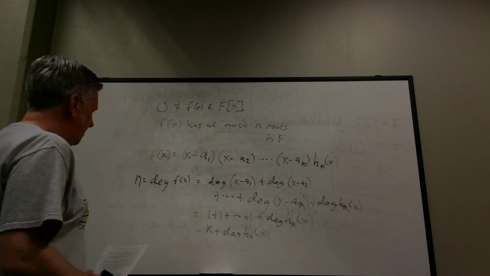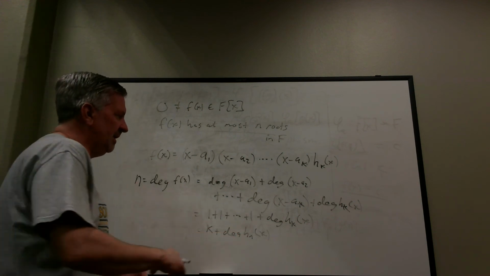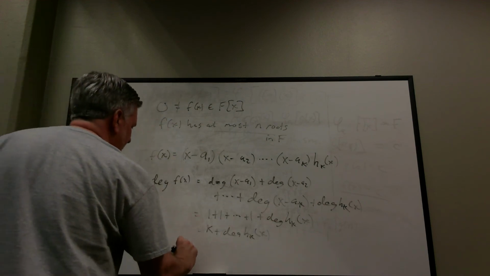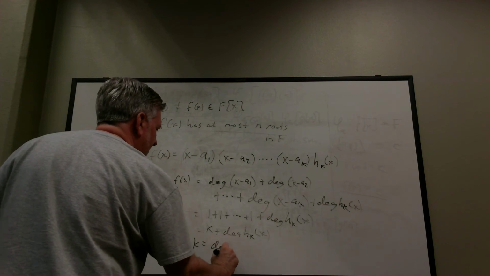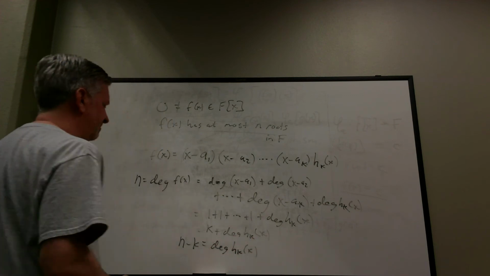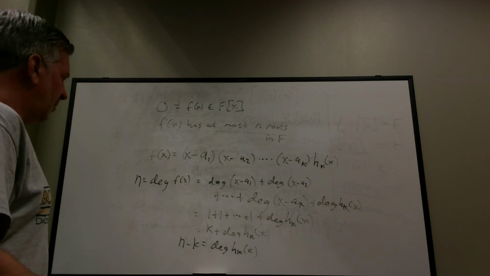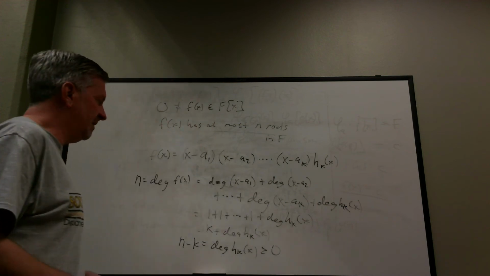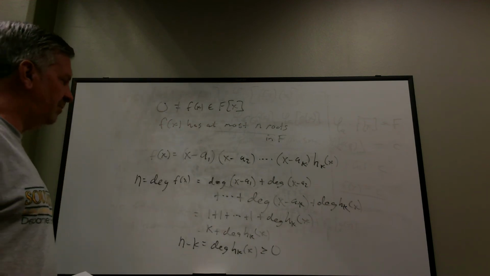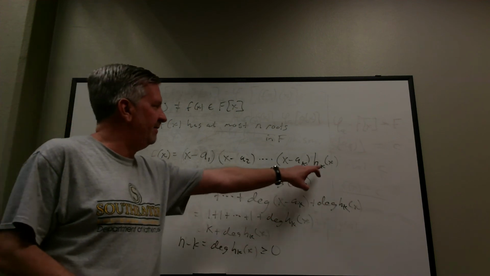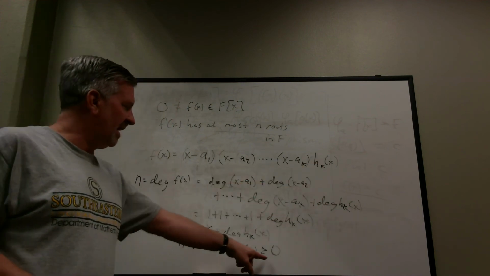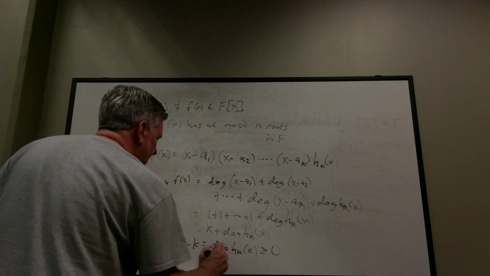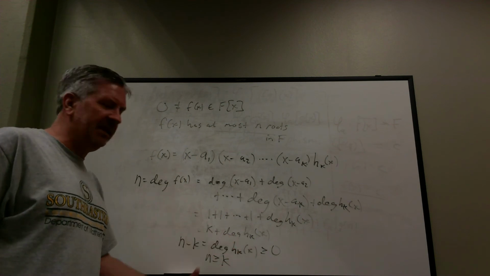So what's the conclusion here? n is k plus the degree of this hk. So if I subtract k from both sides, I get n minus k is the degree of hk(x). But the degree of hk(x) has to be bigger than or equal to 0, doesn't it? Polynomials don't have negative degrees, so I know the degree of this is at least 0. But if n minus k is bigger than or equal to 0, what does that tell you? n is bigger than or equal to k, if I add k back to both sides.